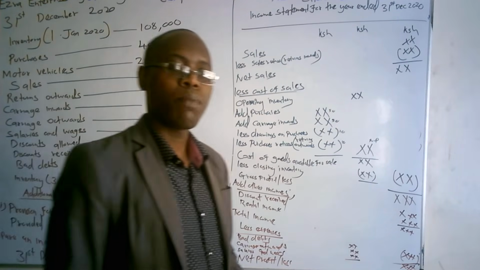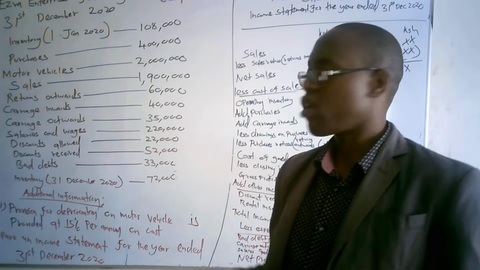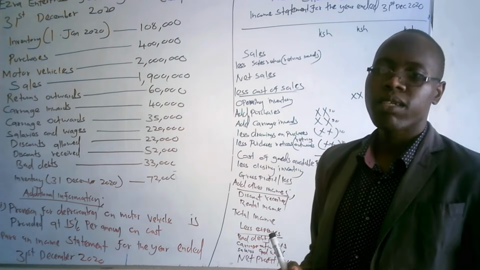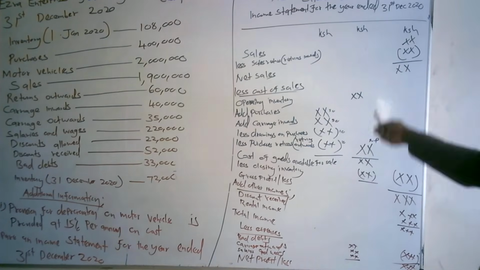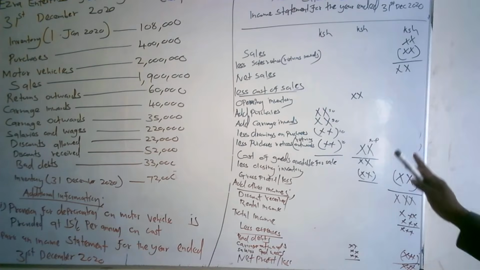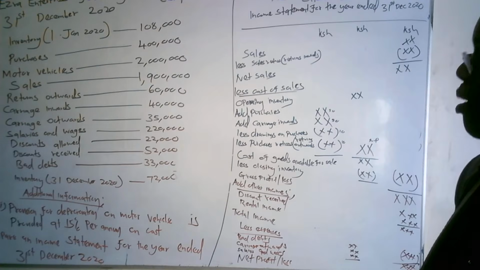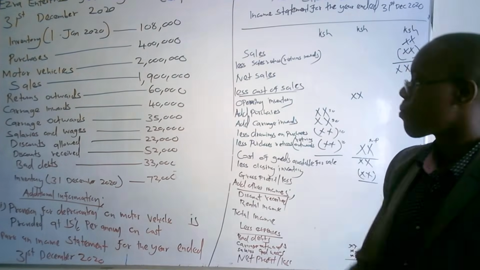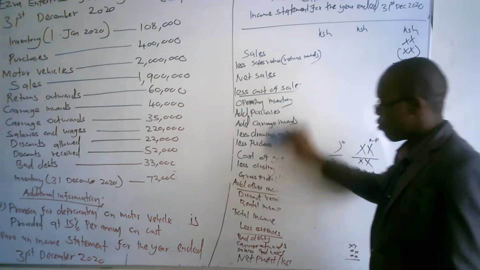And now I want us to do it practically from the given question that you can see on this whiteboard. You want to be able to prepare that income statement using this particular format. So that's how you prepare an income statement. Now I want us to prepare it from the question, so we use it to prepare the income statement. So now let us prepare it.